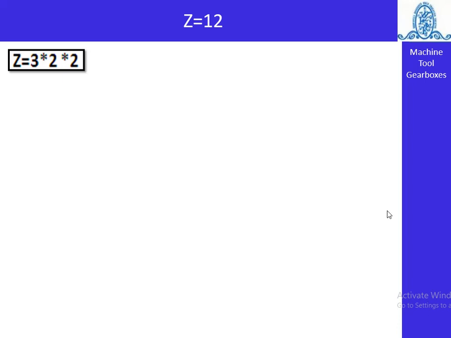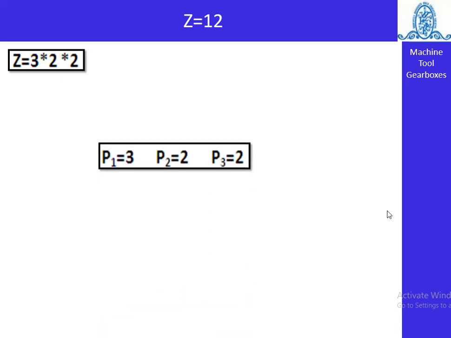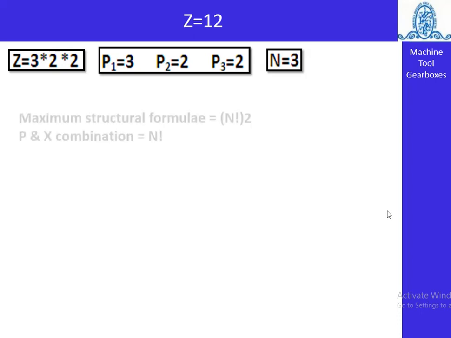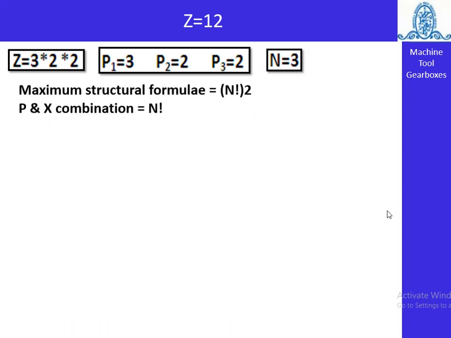So here now indicating n, how much n is there? Here P1 is 3, P2 is 2, P3 is 2. Here n is 3 because there are 3 factors created from z is equal to 12. So n is equal to 3. Again the maximum number of structural formulas is n factorial square. So n is 3, 3 into 2 is 6, 6 square is 36. So 36 structural formulas we got from this particular z is equal to 12.